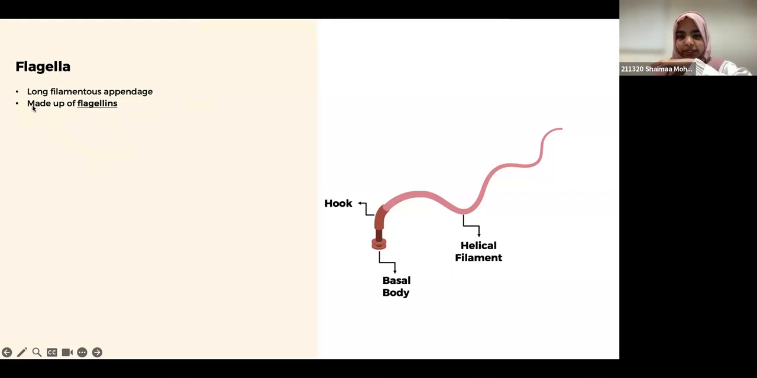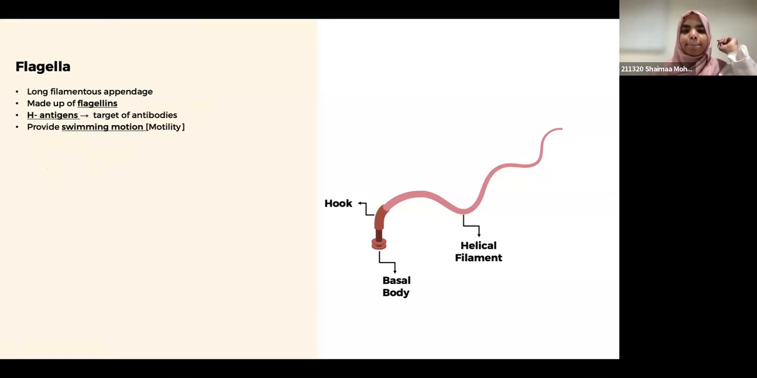So flagella is made up of flagellin, and it has H antigens. So whenever a bacteria has an H antigen, know that it has a flagella. Okay, so flagella stands for H antigens, or H antigens stand for flagella. And if it has an antigen, then we can form antibodies against this antigen, right? Which is important for us because then we can attack the bacteria, okay? And what's the function of a flagella? It allows for the movement of the cells, okay? So motility is helped with the flagella, okay?